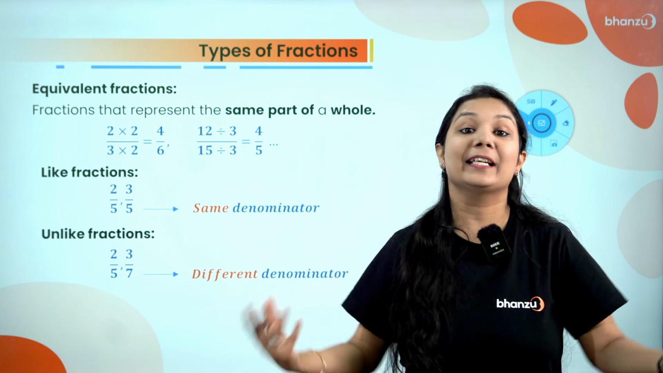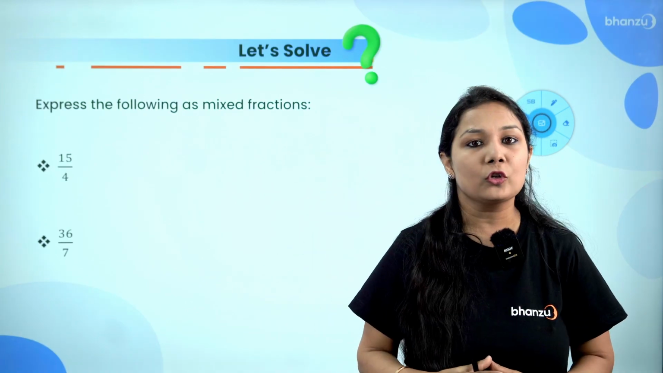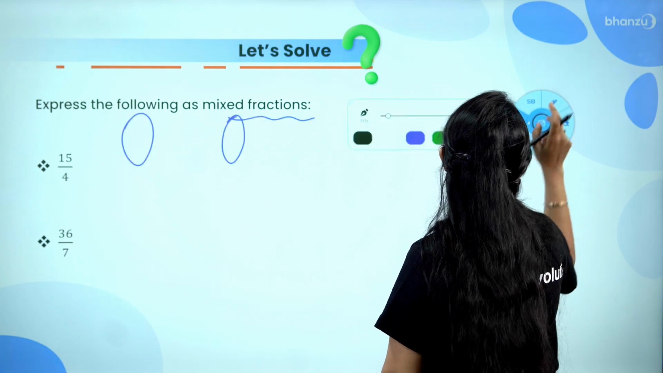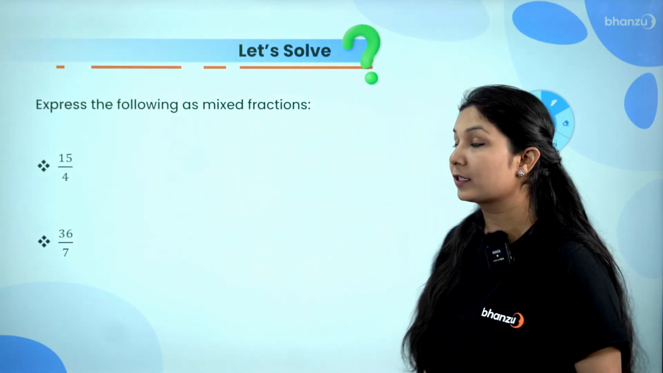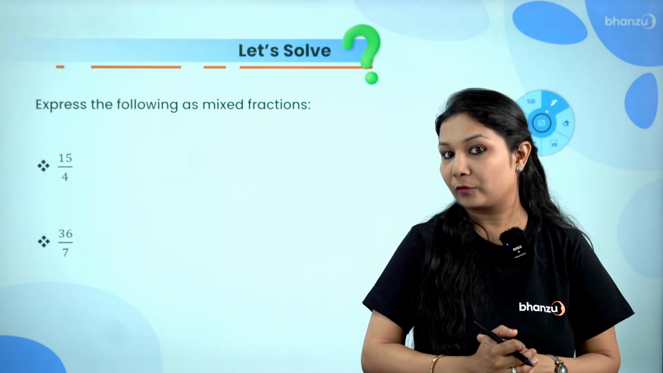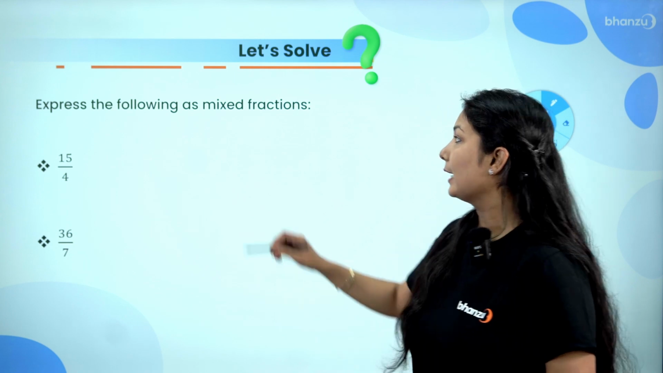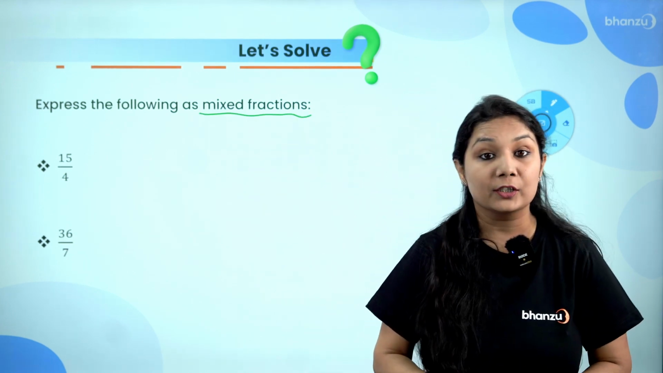Got it? So many types are there, right? Moving ahead, let's solve few questions. So just now I told you that mixed fractions and improper fractions can be converted into each other, right? So this is an improper fraction. Now let's write it as a mixed fraction, which is what is asked in the question.